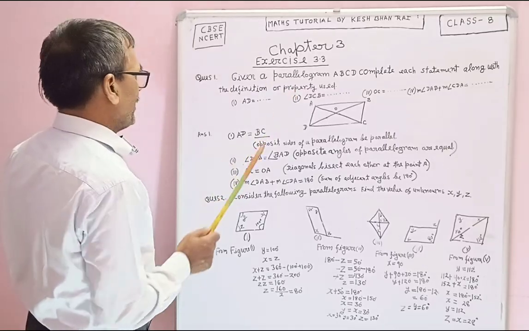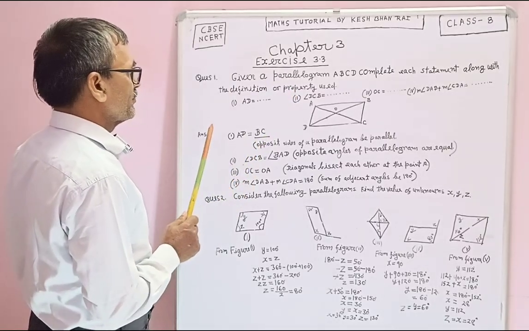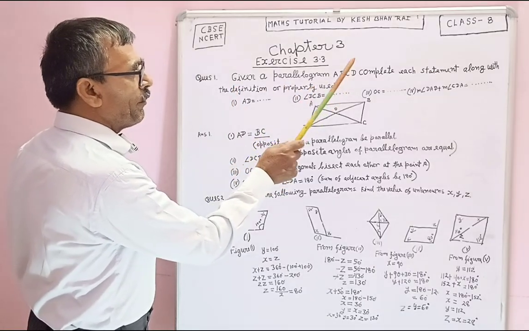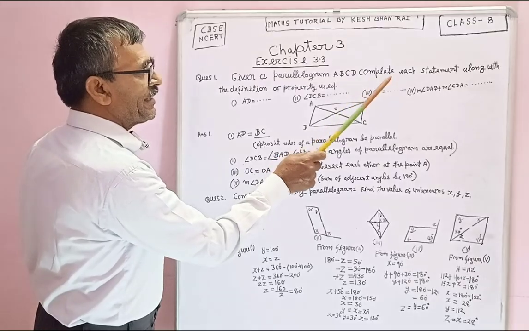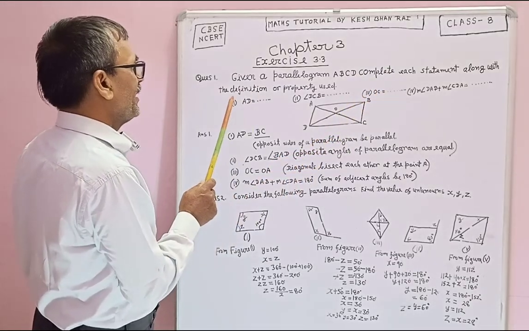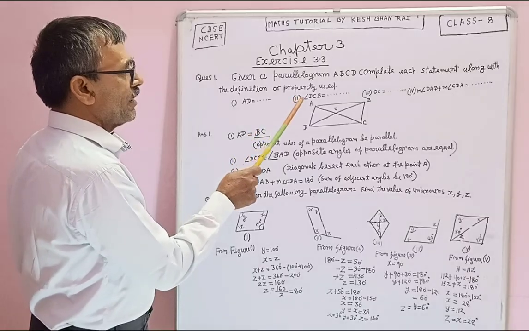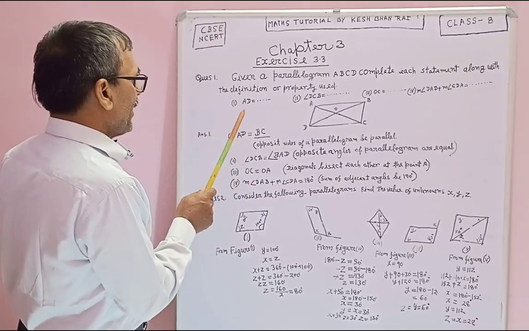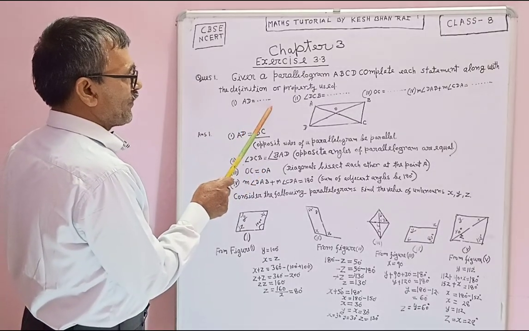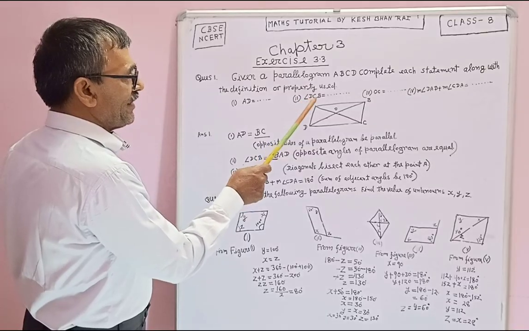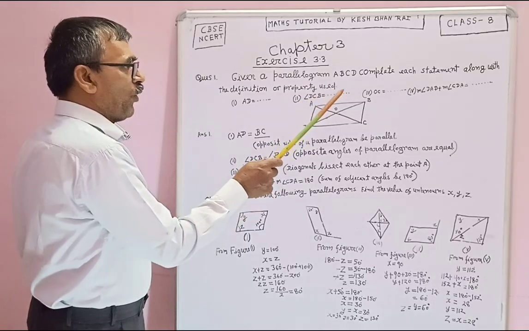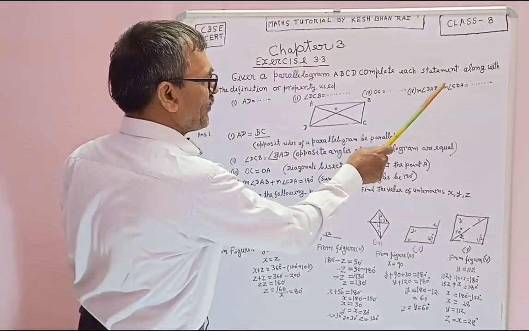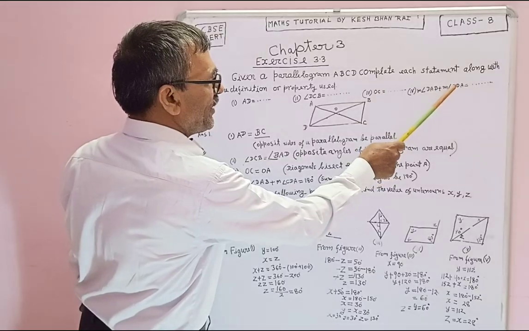Exercise 3.3, Question 1. Given the parallelogram ABCD, complete each statement along with the definition or property used. AD is equal to ... Angle DCB is equal to ... OC is equal to ... Measure of angle DAB plus measure of angle CDA.